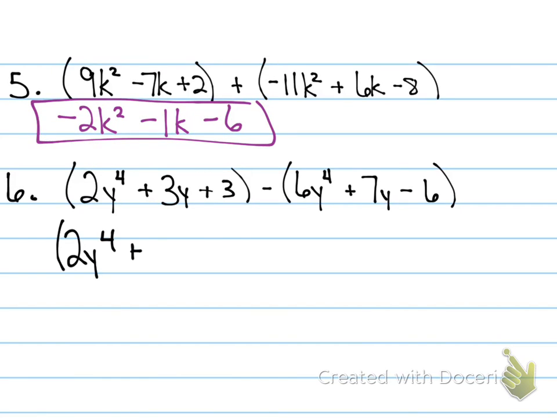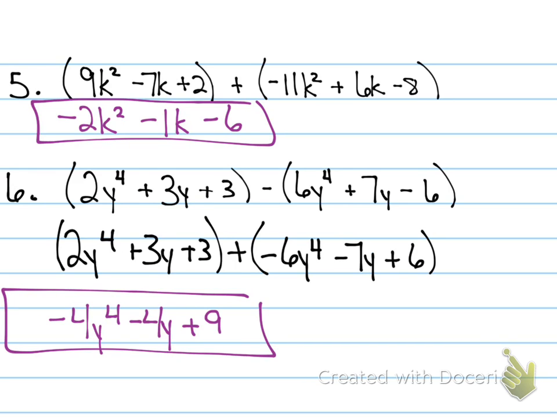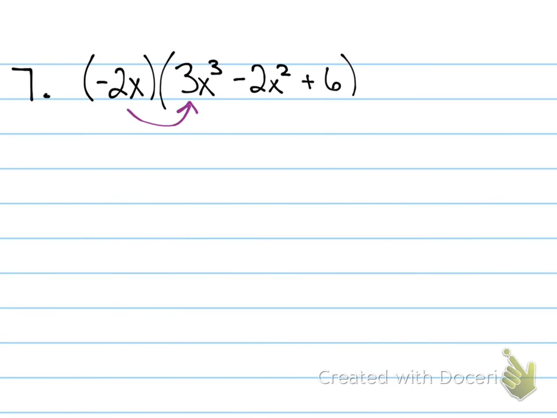Okay, so now did you switch your signs? And did you get negative 4y to the fourth minus 4y plus 9? Okay, remember when we're adding and subtracting, we do not do anything with our exponents except just keep our common terms. All right, now we're multiplying.